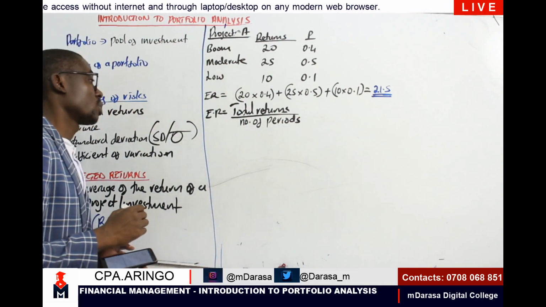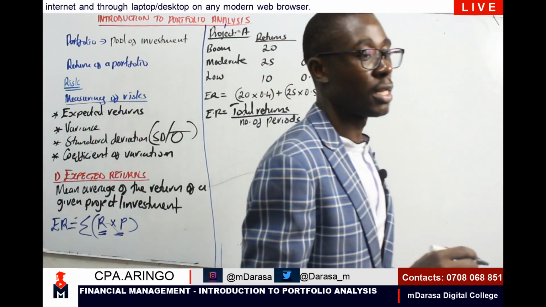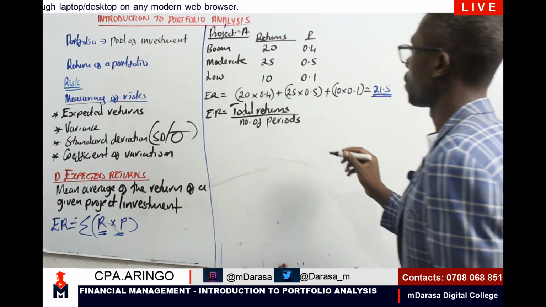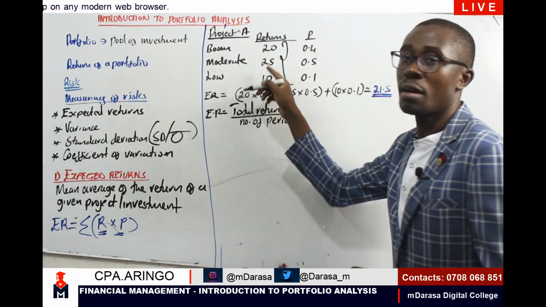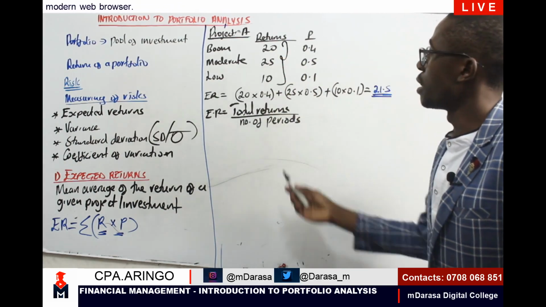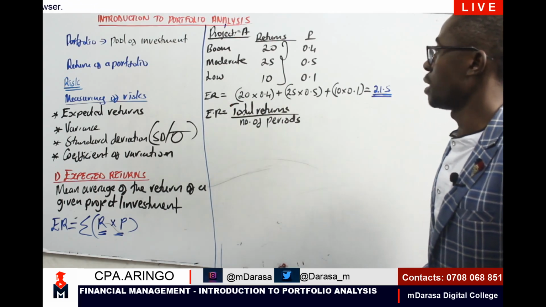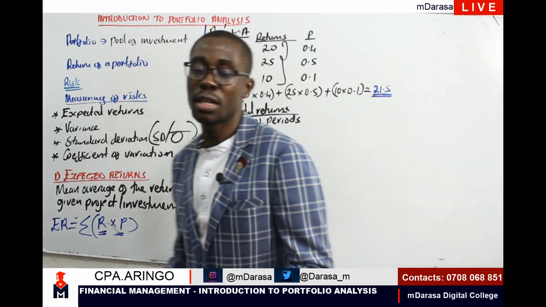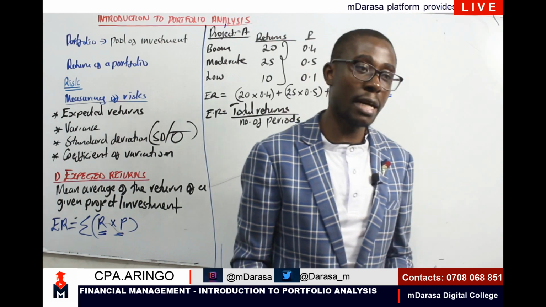That should give us our expected return. Total returns, we divide by the number of periods. Like in this case, if we didn't have probability, we could have summed up all our returns, then divided by the periods. In this case, we're looking at the states, which is 3. So 20 plus 25 plus 10, then you divide by 3. That will have given us the expected returns. That is what you should always tend to have in mind.